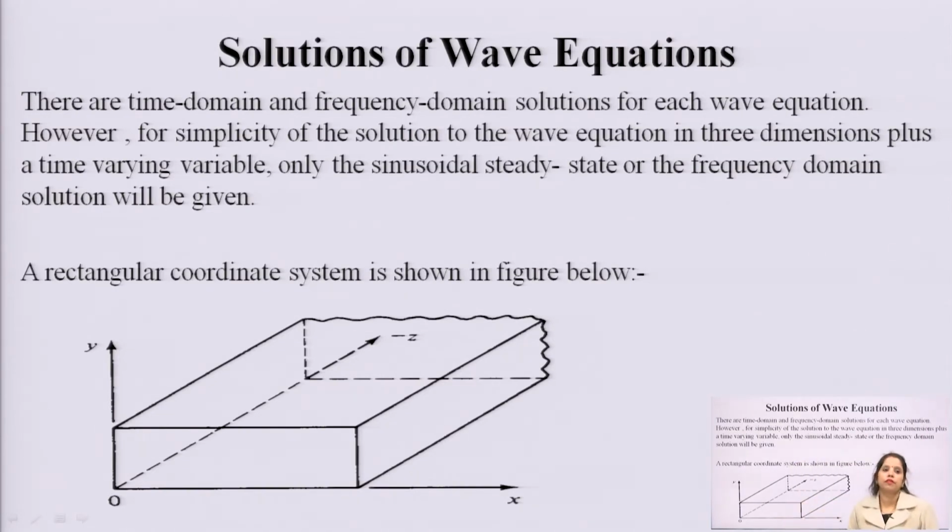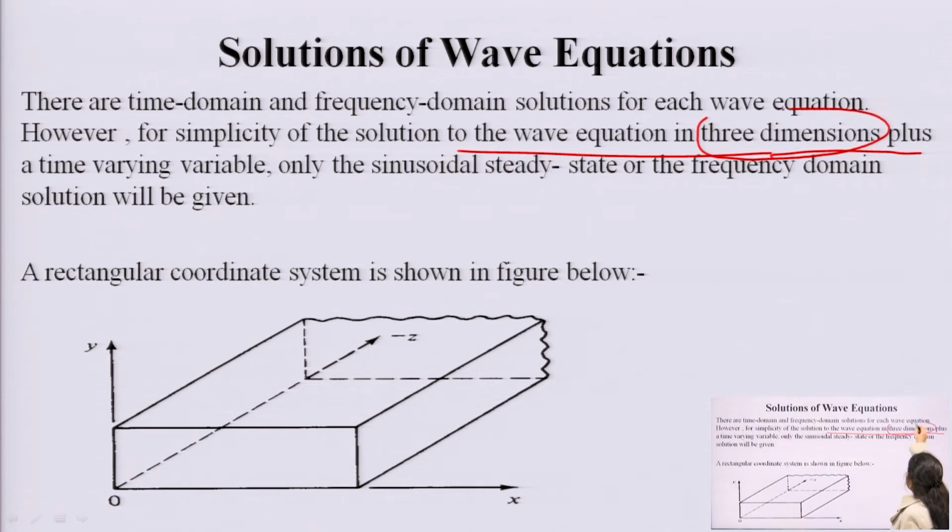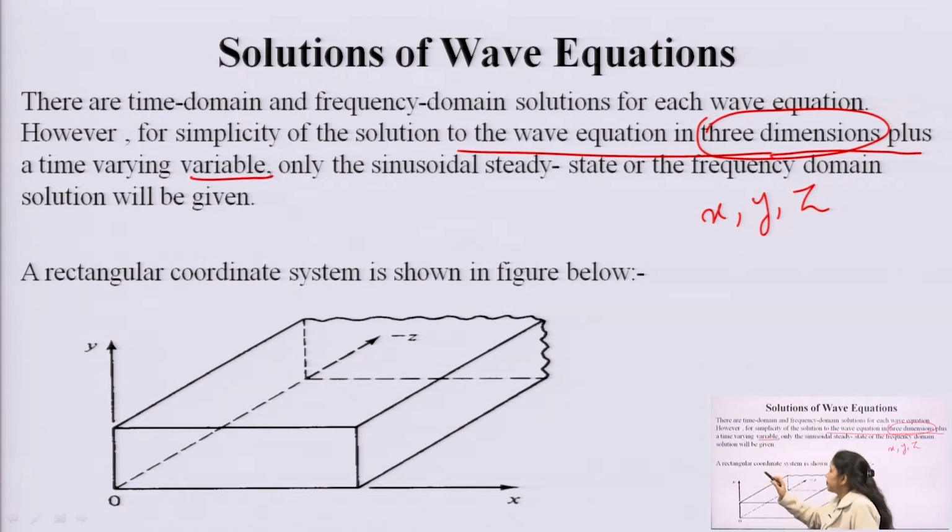And now comes the solution of the wave equation. Already we have said what the conditions are for finding the solution of the wave equation. First of all, we have to write the wave equations, then we have to apply the boundary conditions, and after that we have to apply the partial differential equation method. So, there are time domain and frequency domain solutions for each wave solution. For simplicity, the solution to the wave equation in 3 dimensions, that means x, y and z, plus a time varying variable, is taken into consideration here.